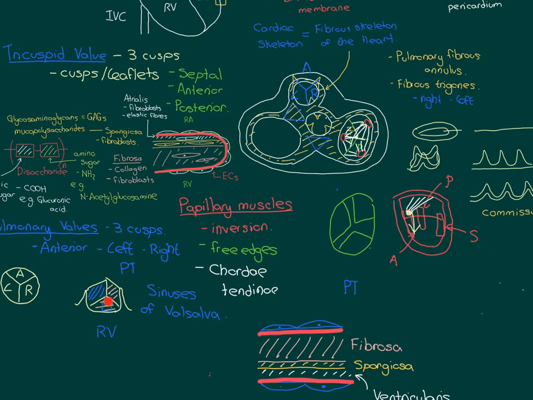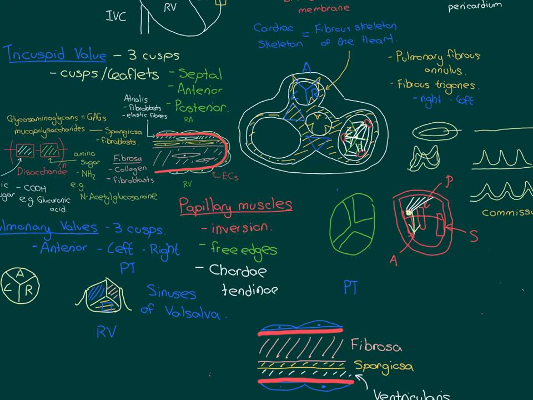So you have the left sinus of Valsalva, the anterior sinus of Valsalva, and the right sinus of Valsalva for the pulmonary valve cusps. And we've now seen the structure, as far as connective tissue layers is concerned, of these valve cusps. Now let me talk you through the function of the pulmonary valve.